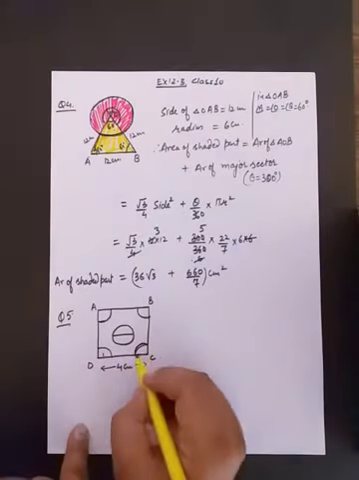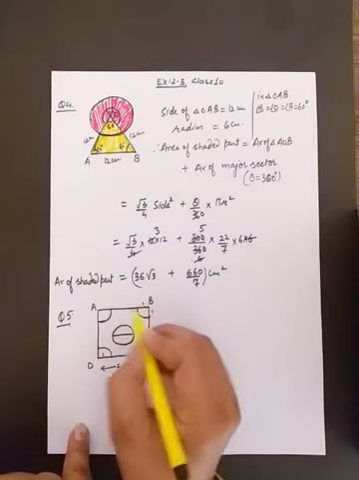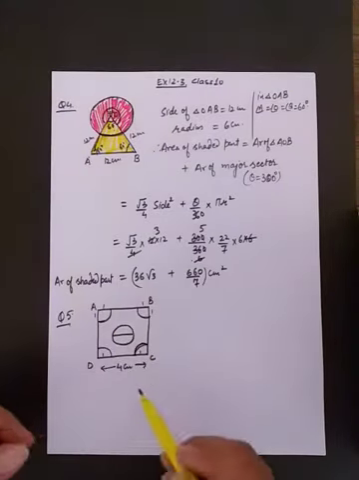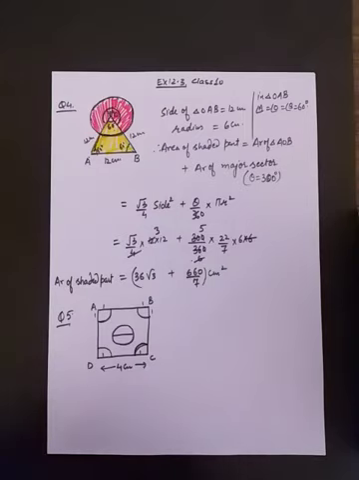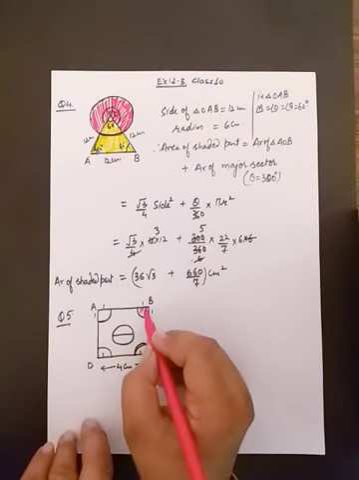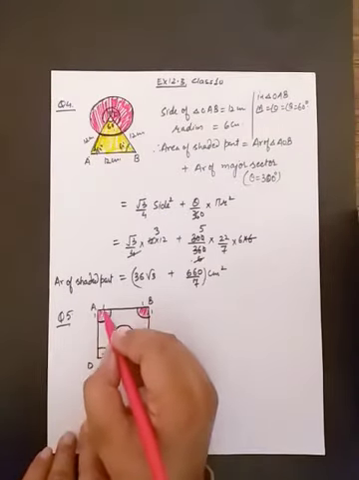And the radius for the quadrants is also 1, 1, 1, 1. So it means the radius of these quadrants and the radius of this circle are both the same. So 4 quadrants always form a circle.